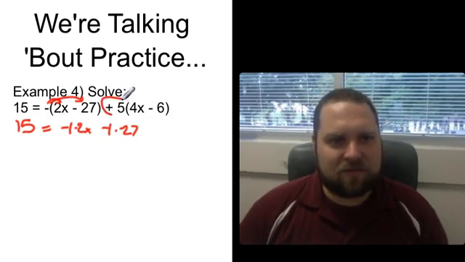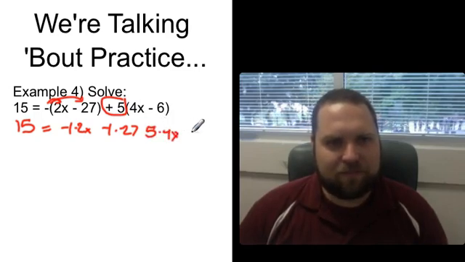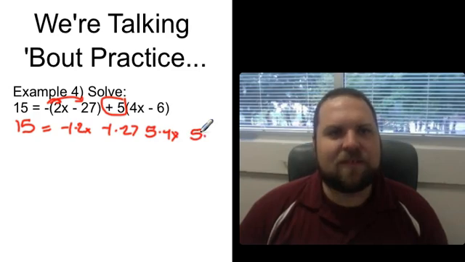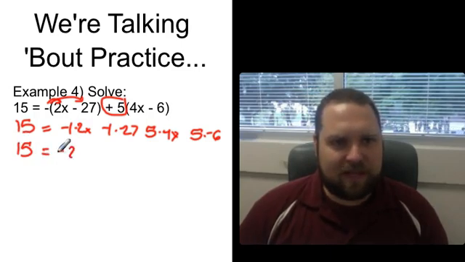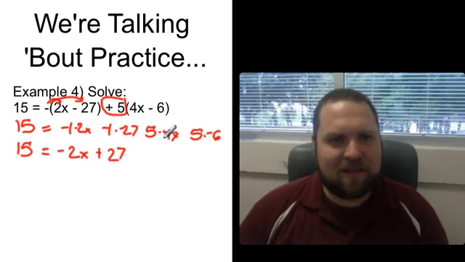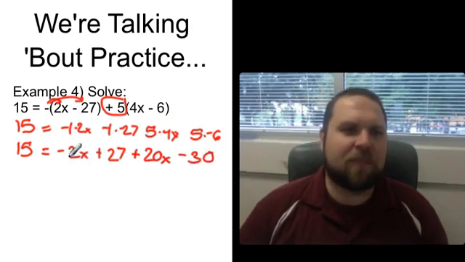Here I'm going to distribute a positive 5 throughout, so I have 5 times 4x, and then 5 times negative 6. Now I'm going to put all those together. So I would have negative 2x minus negative times a negative would be a positive, that's plus 27. 5 times 4x would be plus 20x, and then minus 30.